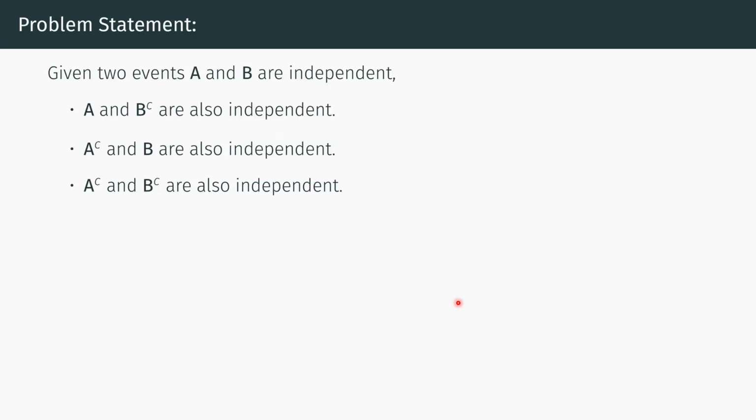Okay, so let us summarize what we have seen here. We have seen that if two events A and B are independent, then A and B complement are also independent, A complement and B are also independent, and finally A complement and B complement are also independent. Now a question arises: what happens when there are three or more events? We will discuss that part in a later video.